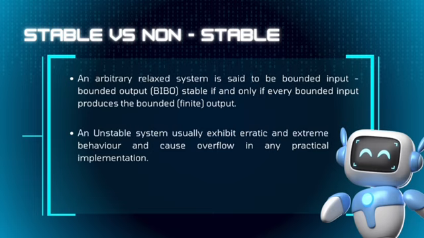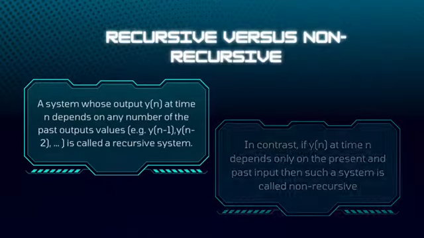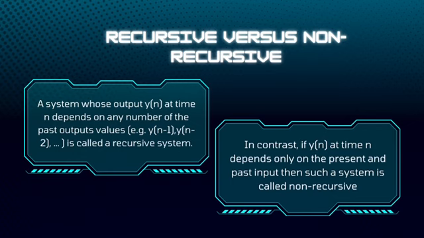An unstable system usually exhibits erratic and extreme behavior and causes overflow in any practical implementation. Lastly is recursive versus non-recursive. A system is called a recursive system if its output y of n at time n depends on one or more past output values, such as y of n minus 1, y of n minus 2, and so on. In contrast, if y at time n depends only on the present and past input, then such a system is called non-recursive.